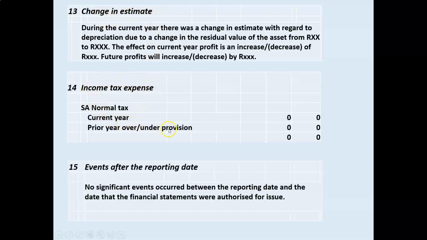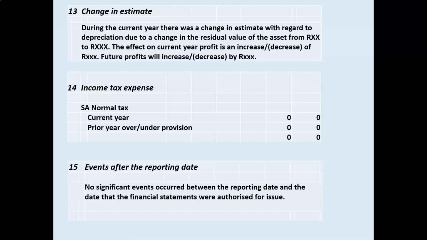Income tax expense. Now, we're not really going to do a lot here. You should know it's South African normal tax for the current year, and if there were adjustments regarding prior years, I have to show that separately. Events after the reporting date. Now, if there were significant events that occurred between the reporting date and the date that the financial statements were authorized for issue.